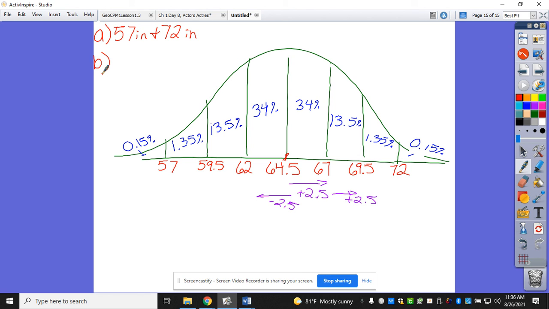B says what percent of women are shorter than 62? You're not going to physically do this, but mentally you're thinking, here's my line for 62. I'm shading all of this and adding it up. What does that give you? 15%.